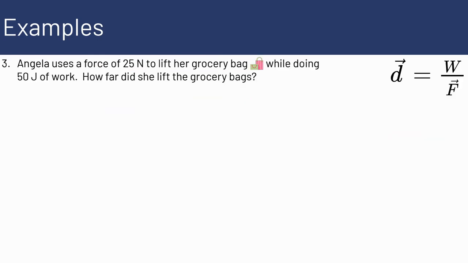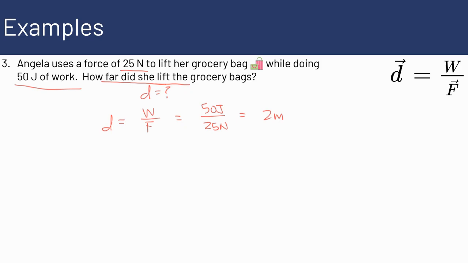All right, example number 3. Angela uses a force of 25 newtons to lift her grocery bag while doing 50 joules of work. We want to know how far did she lift the grocery bags. This is asking about displacement. So our equation is displacement is equal to work divided by force. So our work was 50 joules. She exerted 25 newtons of force. So that gives a displacement of 2 meters.